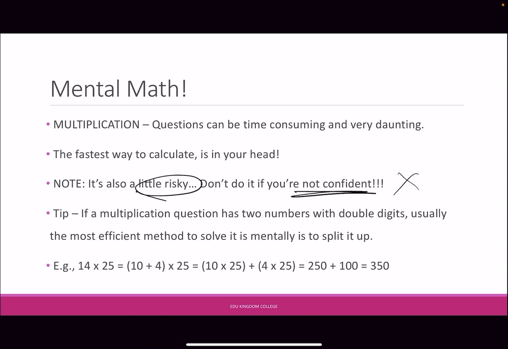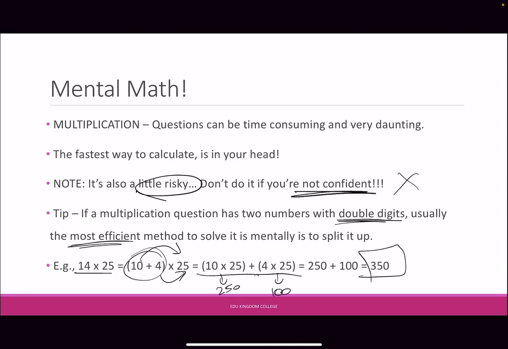But if you feel like you can do it, then a tip for mental maths is, when you're multiplying two numbers and those two numbers are both double digits, usually what you want to do is to split one of those numbers apart. So if you have 14 times 25 here, you're going to split 14 into 10 and 4, and then multiply it by 25. So it's going to be 10 times 25 plus 4 times 25. 10 times 25 is just 250. 4 times 25 is 100. Add those together, 350. Quick maths, done.